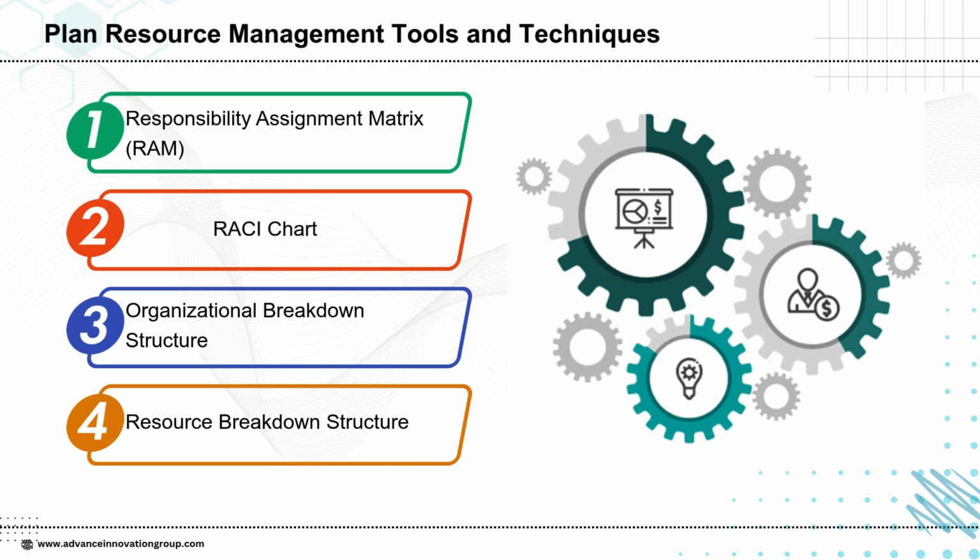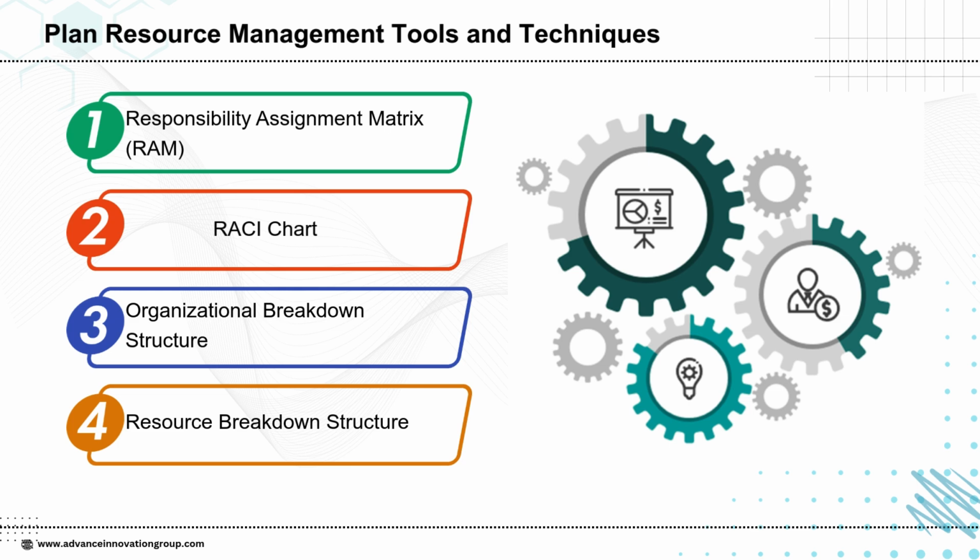The Organizational Breakdown Structure (OBS) shows the hierarchy, reporting lines, and relationships within the team, providing a clear picture of authority and communication channels. The Resource Breakdown Structure (RBS) categorizes all human and physical resources needed for the project, allowing managers to plan and allocate resources efficiently.